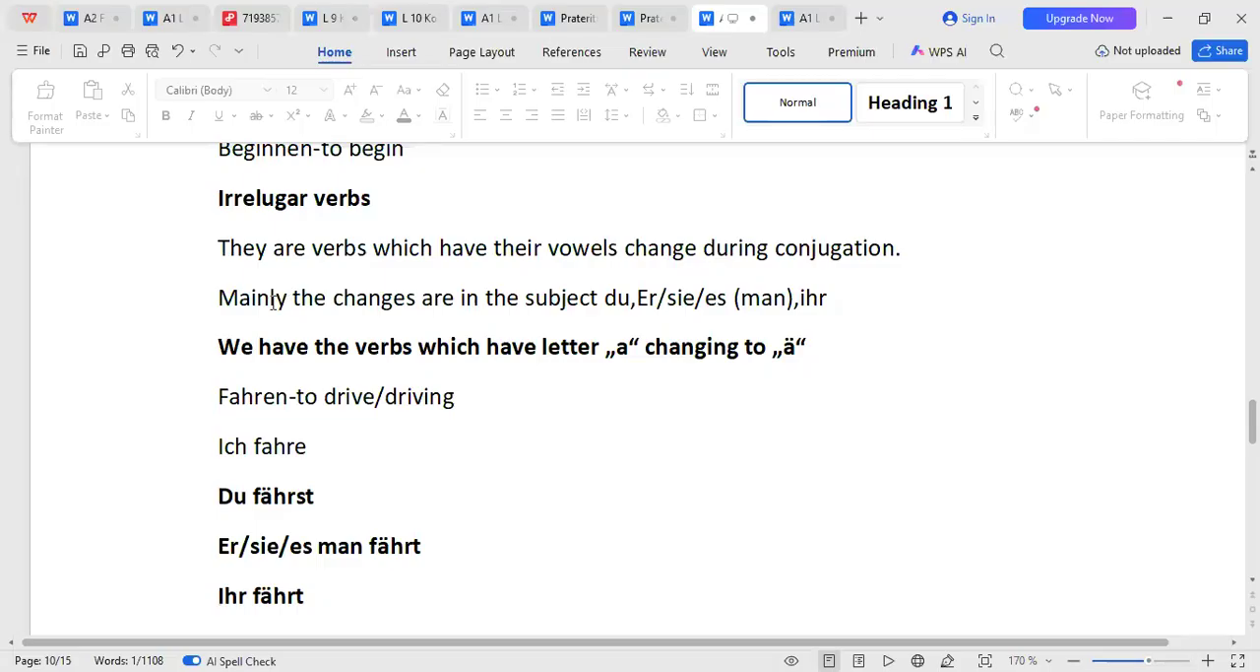So number one, for example, we have some verbs that have the letter A. German A umlaut is pronounced as A. So fahren is to drive. Please check here. Mainly the changes only happen in the subjects du, er, sie, es, and man. Meaning ich and wir, sie, they maintain.